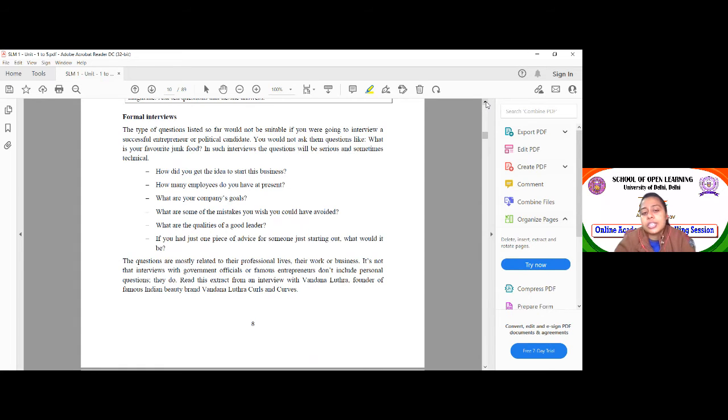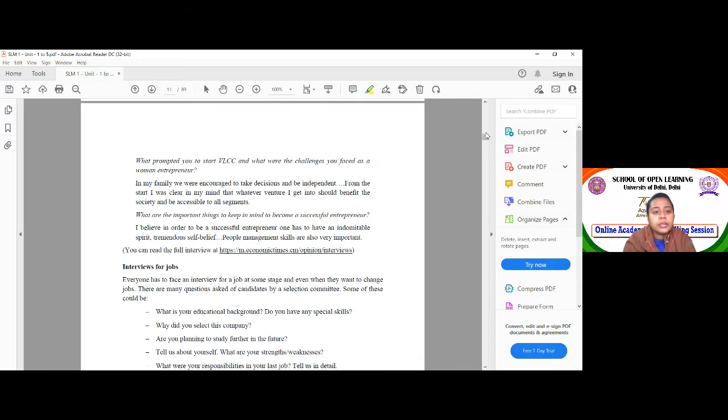So what questions have they suggested? How did you get the idea to start this business? How many employees do you have at present? What are your company goals? What are some of the mistakes you wish you could have avoided? What are the qualities of a good leader? If you had just one piece of advice for someone, what would it be? So these are the questions that you can ask in a serious interview. The questions would be related to their professional lives, and would not have that many personal details.